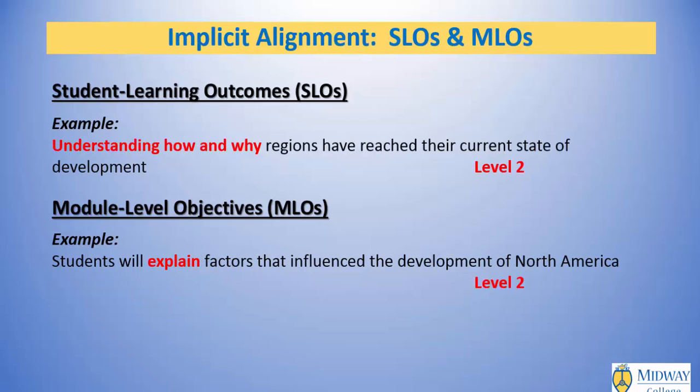This next slide shows an implicit alignment between SLOs and MLOs. In order to determine whether or not a student has mastered a concept, the MLOs must be written as measurable statements using action verbs. The SLO, understand how and why, does not specifically describe the action a student will take to demonstrate mastery of the content. However, as you can see in the MLO, the student must be able to explain the factors, thus demonstrating an understanding of how and why.